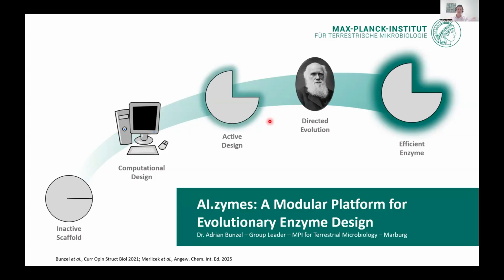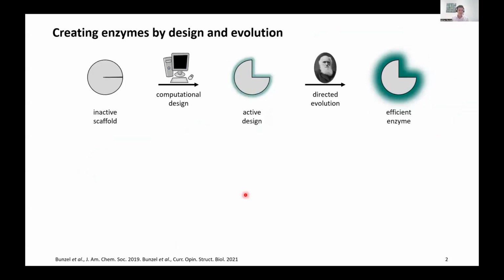But then after experimental validation, we move forward and usually have to improve the resulting enzymes by directed evolution in the laboratory, in rounds of mutagenesis and screening. In today's talk, in the first half, I'd like to tell you a little bit more about the science that we have been doing and the ideas that have led up to developing AI.zymes. And in the second half, I'm going to walk you through how you can actually run AI.zymes on your own design projects. So, creating enzymes by design and evolution.